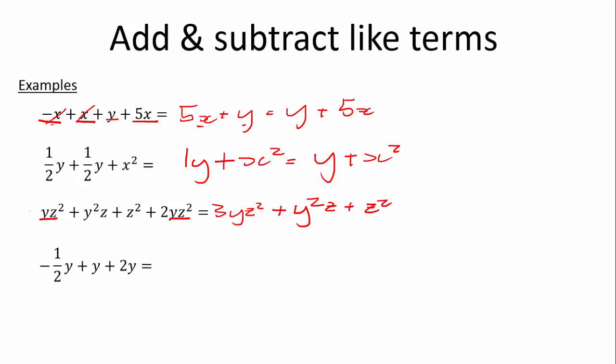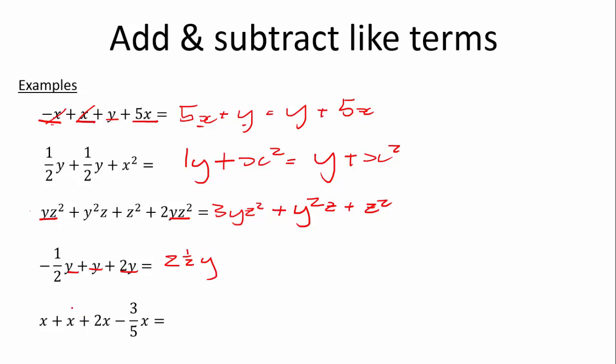Okay, what about negative a half y plus y plus 2y? Ooh, these are all the same variables. So we can simply add this whole thing up to create one term because they are all like terms. Negative a half plus 1 is a half, plus 2 is 2.5y.